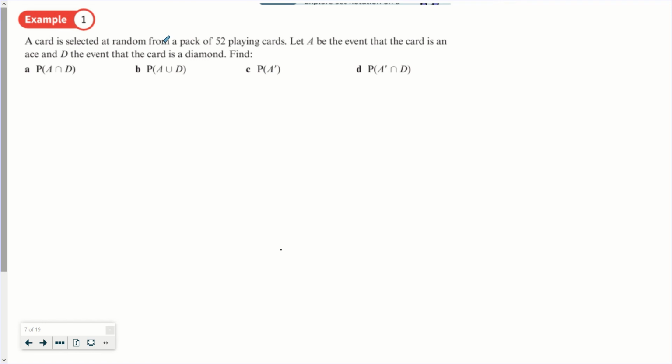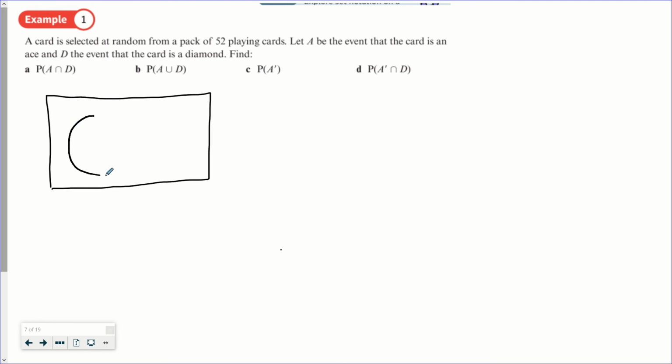So in example 1 we've got a pack of 52 cards and we're selecting a card at random from the pack. So let's draw ourselves a Venn diagram to help us think about this situation. We've got a circle for picking a card that's an ace, and we've got a circle for picking a card that's a diamond. And we've got an overlap because we know that in a deck of 52 cards there's 1 diamond that's also an ace. Now you should know that in a pack of cards there's overall 4 aces, only one of them's a diamond, 3 of them are from the other suits.